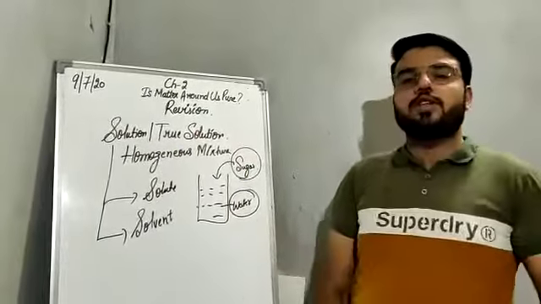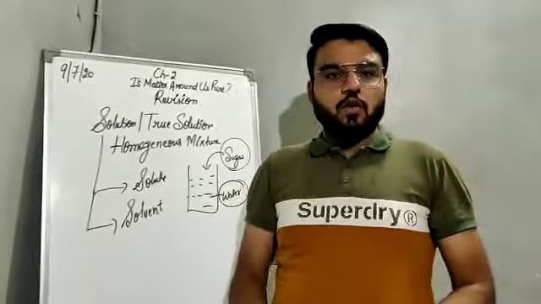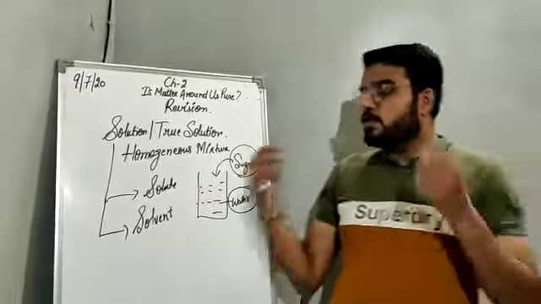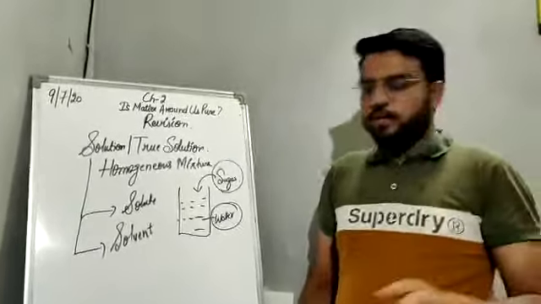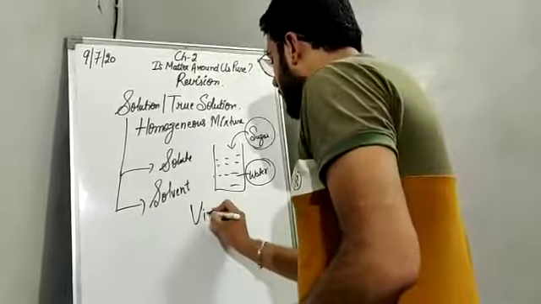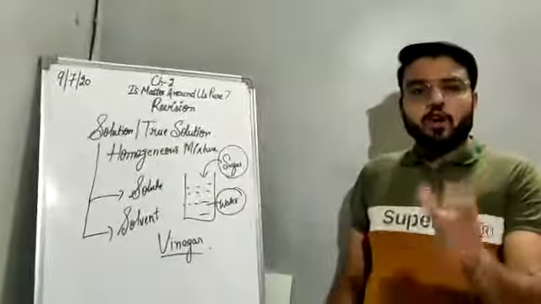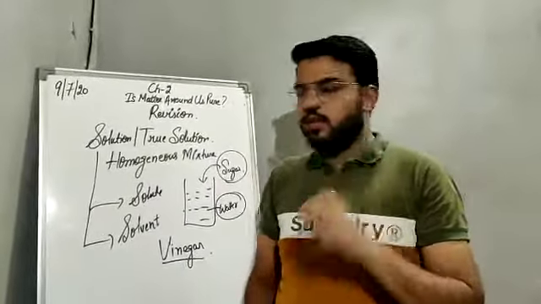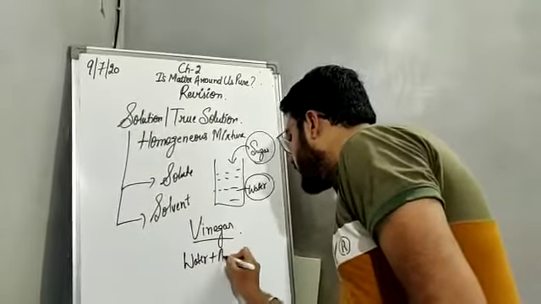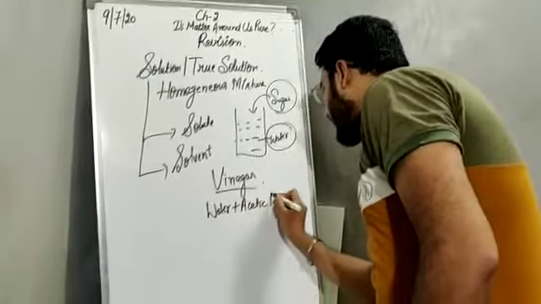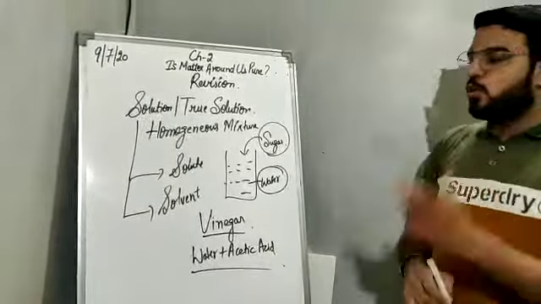Another example of solution is salt dissolved in water. Another example of solution will be vinegar. Vinegar is a solution of water with acetic acid. Vinegar is made up of water plus acetic acid. So this is also an example of true solution.